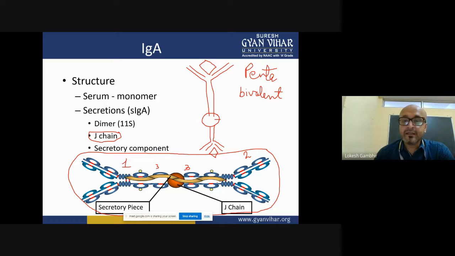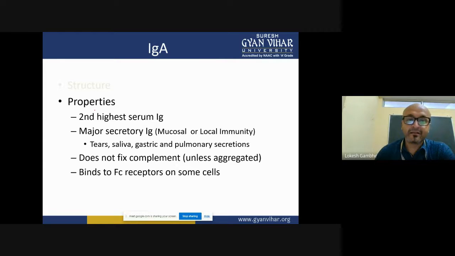Okay, fine. Then there is another part that is highlighted in yellow in this particular image. This particular part is called the secretory component, and this proteinaceous part, which is present along with the dimeric form, is actually responsible for secretion of this immunoglobulin outside the cell. So you see what properties are there. It's the second highest property. It's the secretory immunoglobulin.